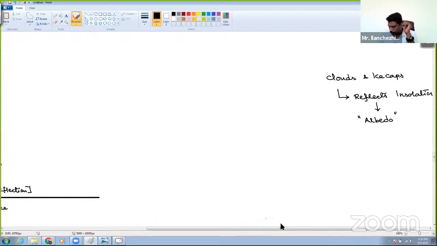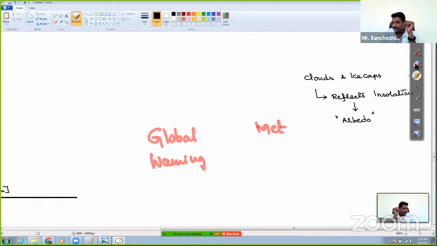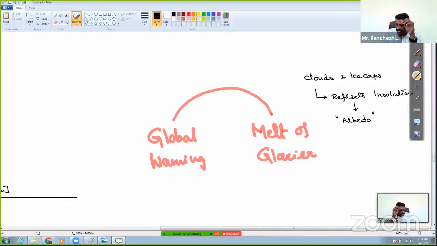And my dear friends, let me also bring you one relation. What is the relation? Between global warming and the melt of glaciers, my friend. You know what global warming is, right? If the temperature of the earth increases, you call that global warming. Average temperature increases. Now, what happens when the average temperature of the earth increases? More will be the melt of glaciers, my friend.